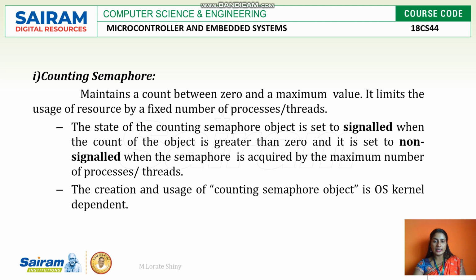Here also we have two states: set to signal state and set to non-signal state. Set to signal state means the count of the object is greater than 0, so a process or thread can request the system resource. Set to non-signal means the semaphore is occupied by the maximum number of processes or threads. So the semaphore is not free, and no process or thread can send a request signal.